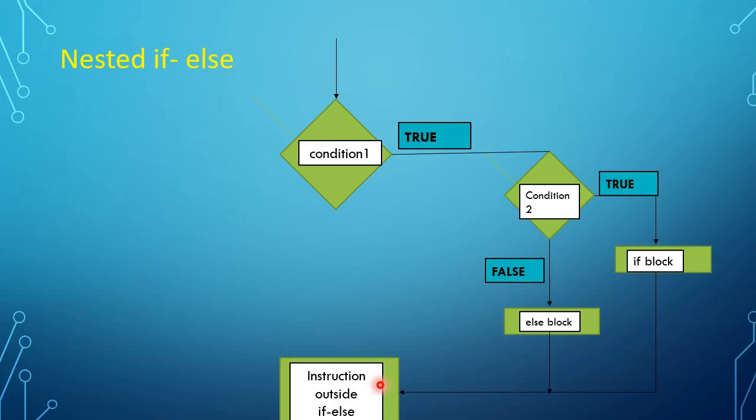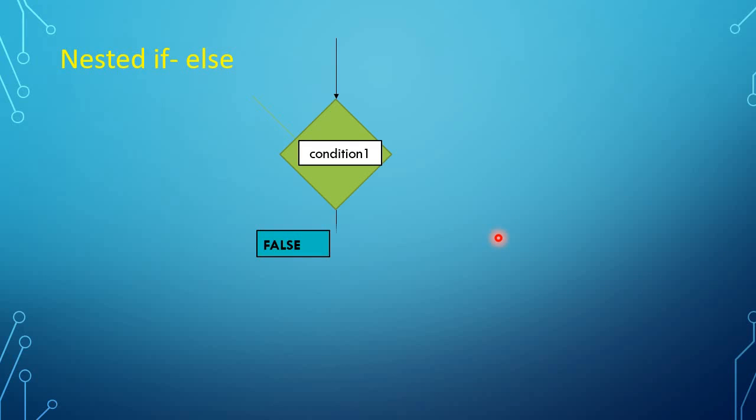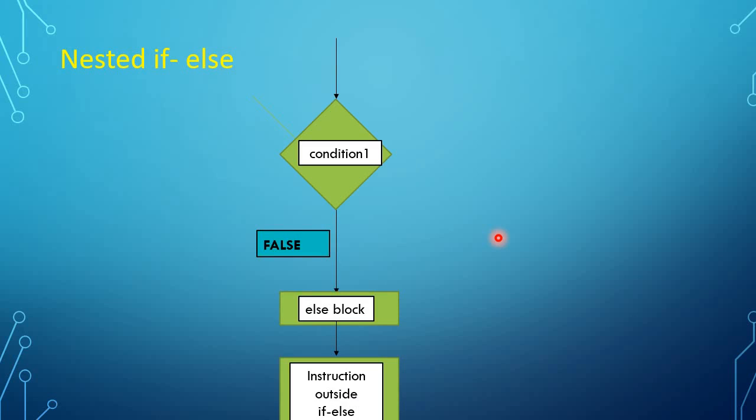See, when condition 1 and condition 2 are true, then this if block will execute. If condition 1 is true and condition 2 is false, then the else block will execute. If condition 1 fails, then directly the outer else block will execute, then move to the next instruction.